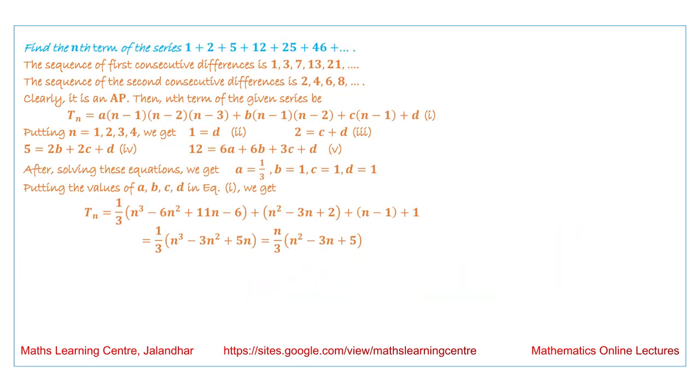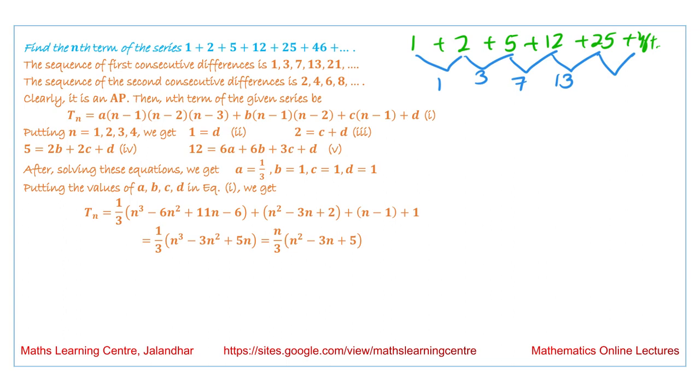Now next we have to find the nth term of this series. So it is 1, then 2, then 5, then 12, then 25, then 46 and so on. Now if we calculate the differences over here, the first difference is 1, then 3, then 7, then 13, next 21 and so on. So this is not an AP or GP.